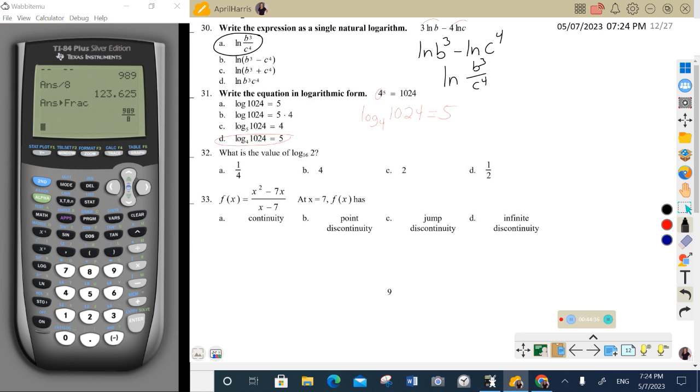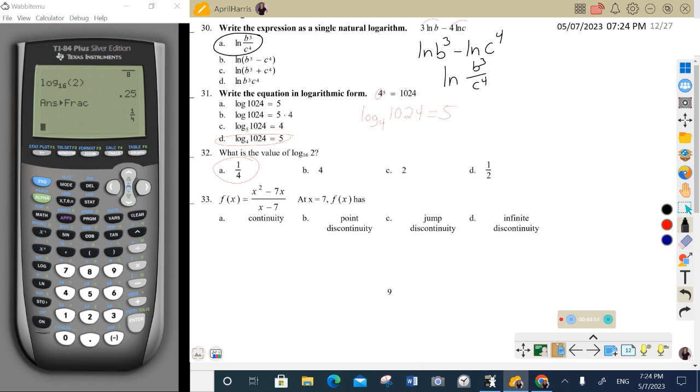32 is a calculator question. You're going to go alpha window 5, log base 16 of 2. It's a decimal. The answers are fractions, so math enter, 1/4.